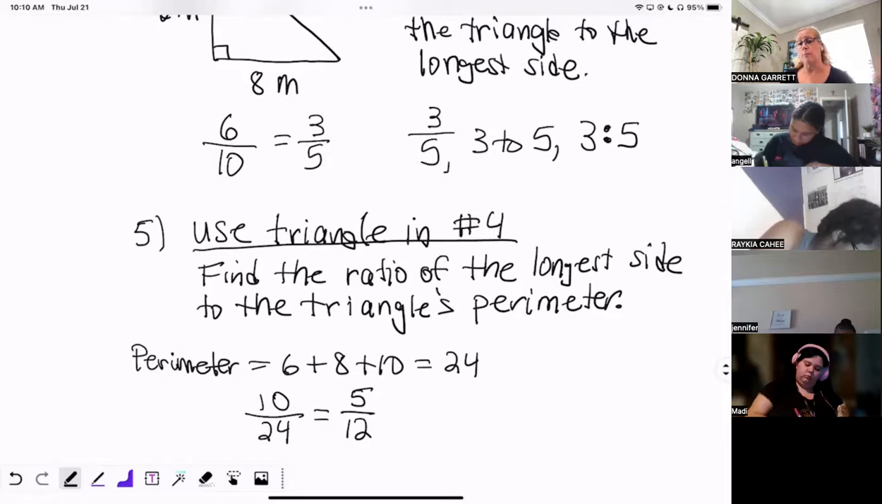Remember too, I should probably mention this, when you do a perimeter, it's still meters. So it's still the same unit. We didn't change the unit. Area would be different because area would be a square. So you wouldn't be asked for area, but definitely perimeter.